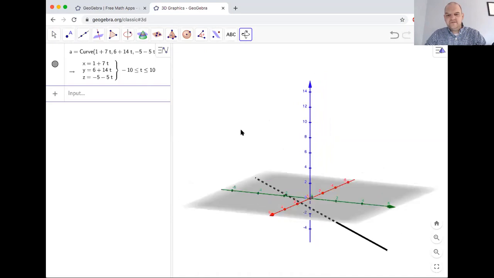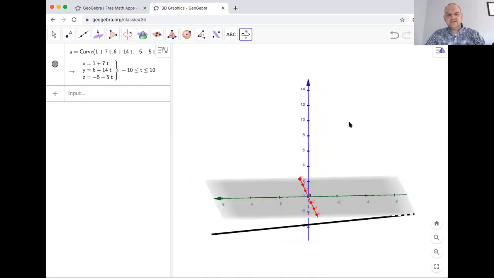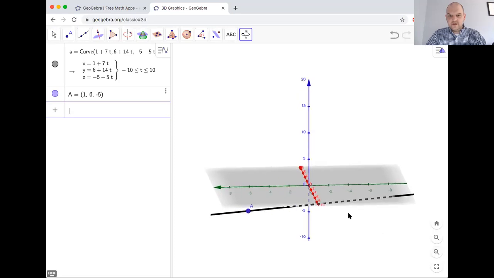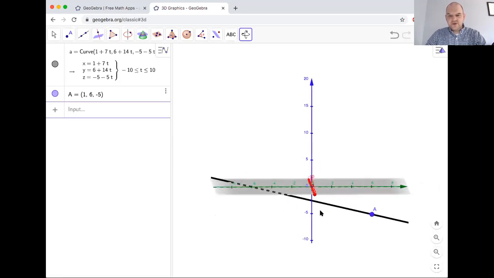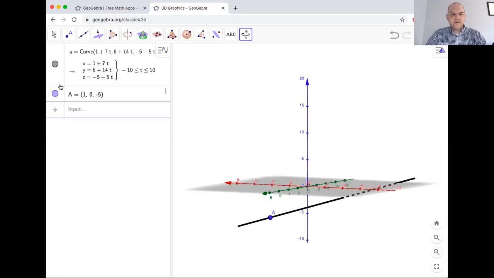Rotate. There we go. Okay, so that's the line. Let's put the point (1, 6, -5). Let me zoom out. And that's a pretty okay picture of it, I guess. Let's put the line that we found so far.